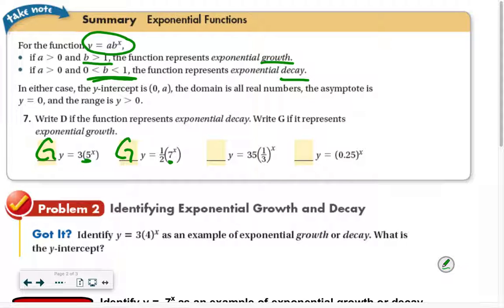How about 35 times 1/3 to the x? Decay. And my last one, 0.25 to the x power. Decay. Because my 0.25 is between 0 and 1. Okay. Let's throw another one in there.